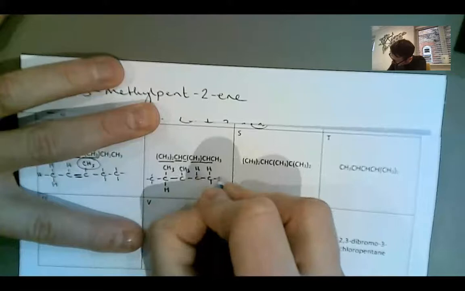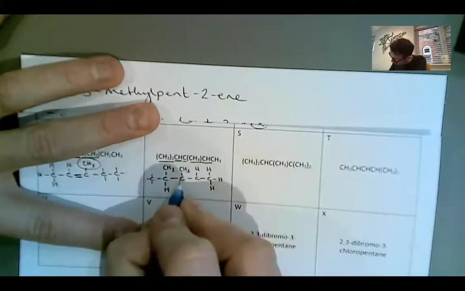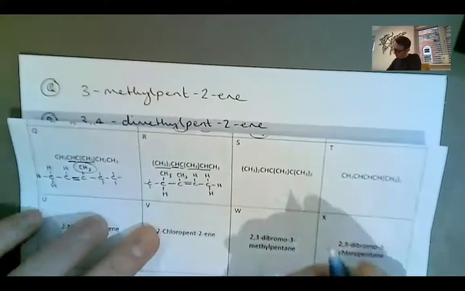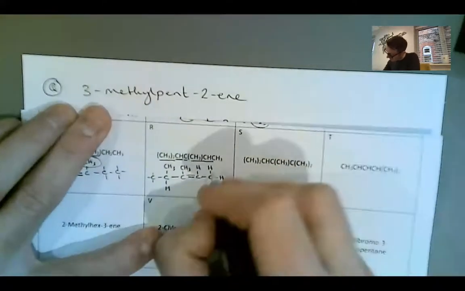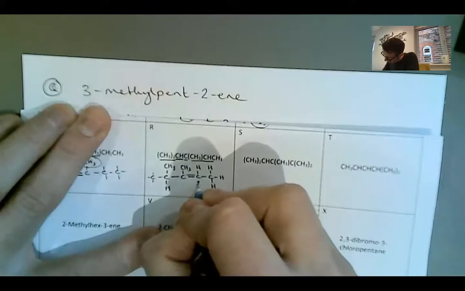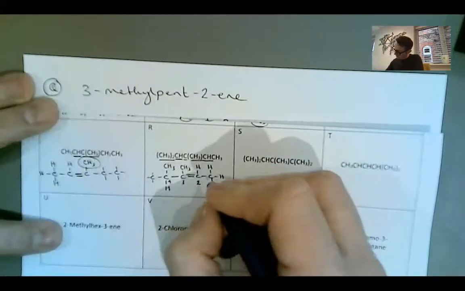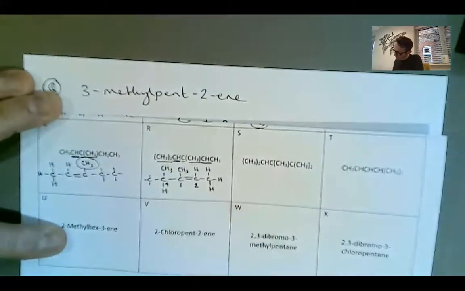So again, another situation where we've got two carbons that don't have enough bonds. So that means there has to be a double bond between them. And then when we're naming it, we have to number so the double bond is as low as possible. So this is going to be 3,4-dimethyl pent-2-ene.